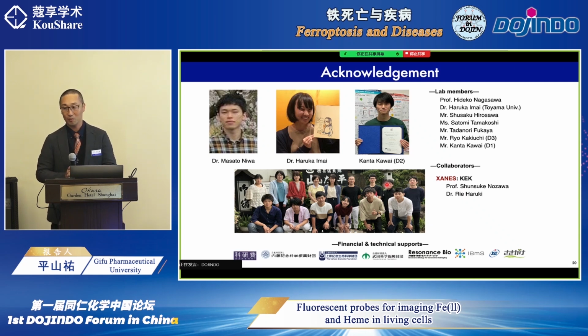And then this is really for the iron science, and we need these probes for all the iron research. Thank you. Not only for ferroptosis but also for pure iron metabolism. Yeah, right. And then actually there are quite a few questions here.